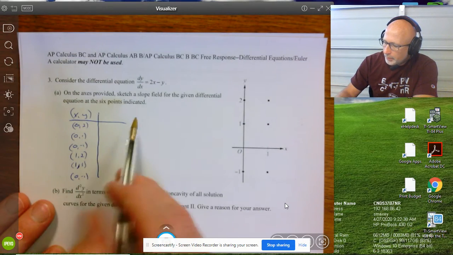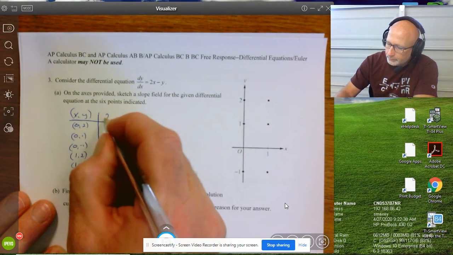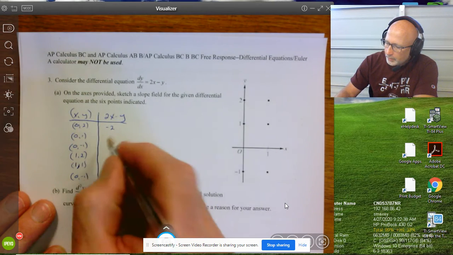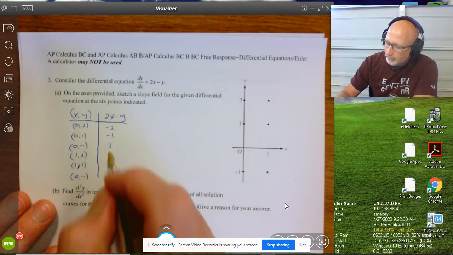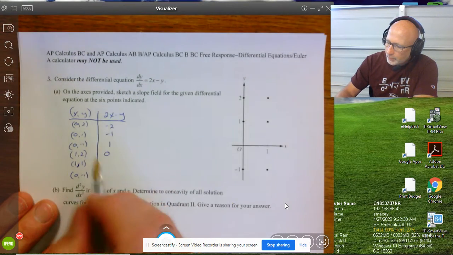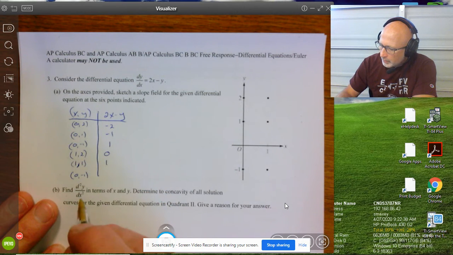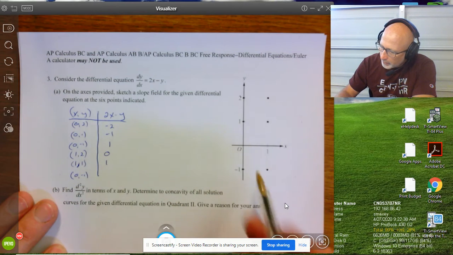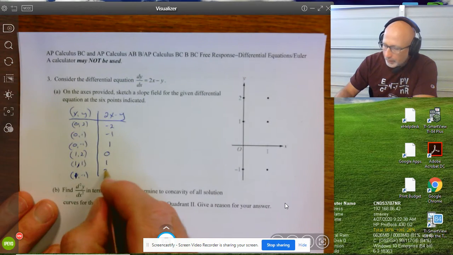Okay, so plug it into this equation. You have 0 minus 2, which is going to give you negative 2. 0 minus 1 gives you negative 1. 0 minus a negative 1 gives you positive 1. 2 minus 2 is going to give you 0. 2 minus 1 is going to give you 1. And then for the last one, 2 minus a negative 1 is going to give you 3.